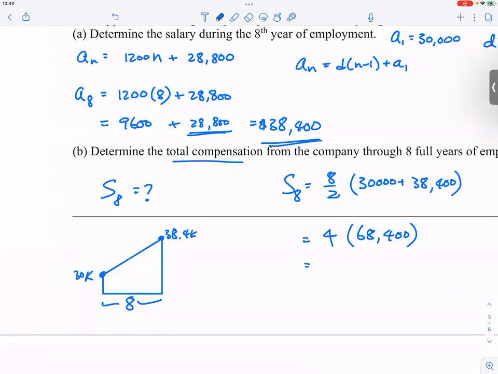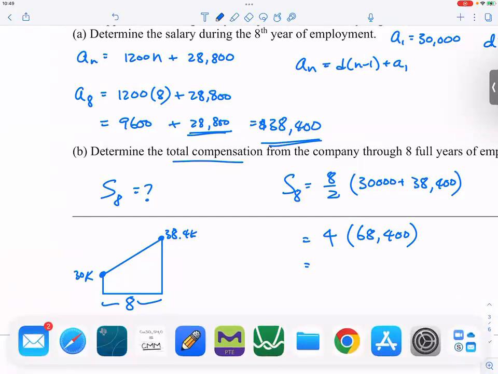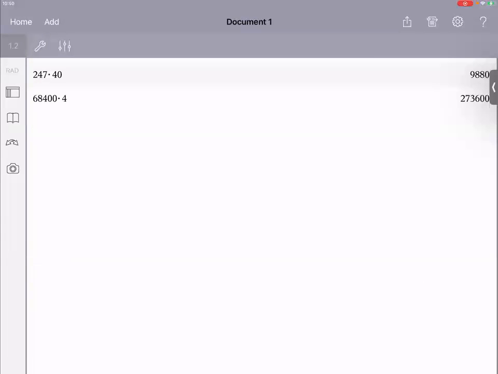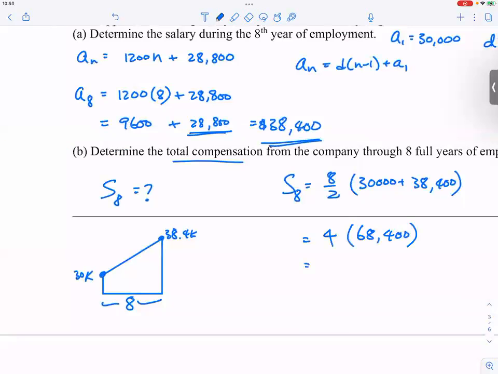For this one, I would not hesitate. I would just run to my calculator and say, what is 68,400 times 4? And that is 273,600. Okay. So that will be a total amount of money earned. You earn $273,600. That sounds a lot. Okay. That sounds a lot.